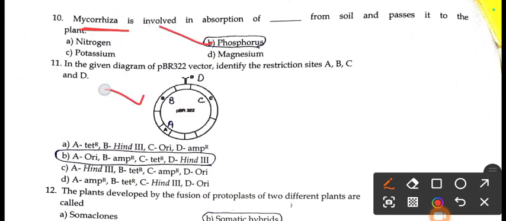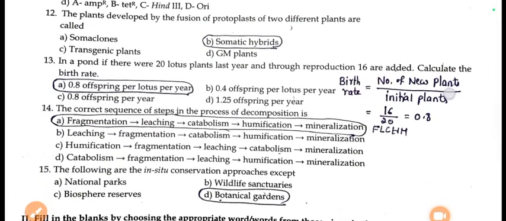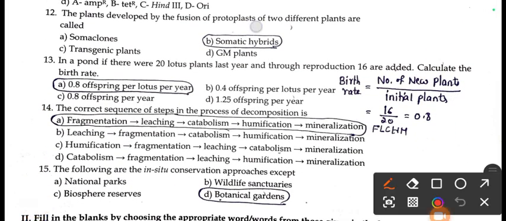11th question, there is a plasmid diagram. Here A is the origin of replication, B is the ampicillin resistance gene, C is the tetracycline resistance gene, and D is HindIII. So option B is the right answer for this question. The plants developed by the fusion of protoplasts of two different plants form somatic hybrids.